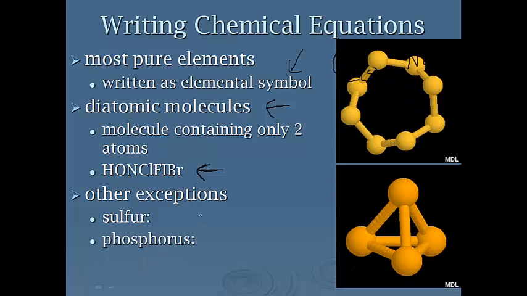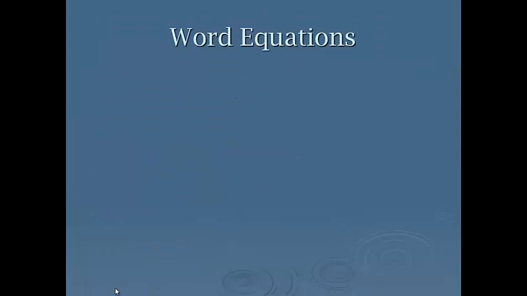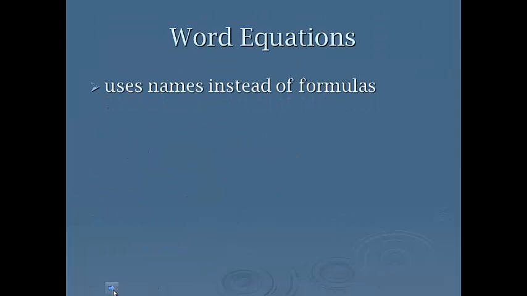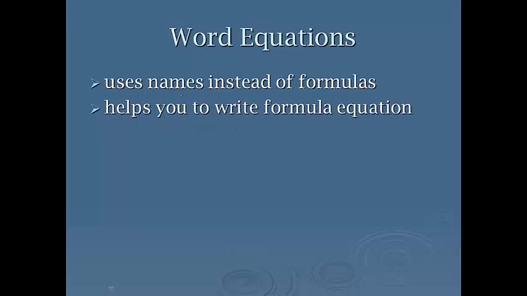Sulfur we have to find as S8. Okay, this is a picture of sulfur right up here. And phosphorus we find as P4. It just has to do with the arrangements of these atoms and why it's going to work better for them to be found that way, but it's just the way it is. All right, now word equations, that we just write out the names instead of the formulas.